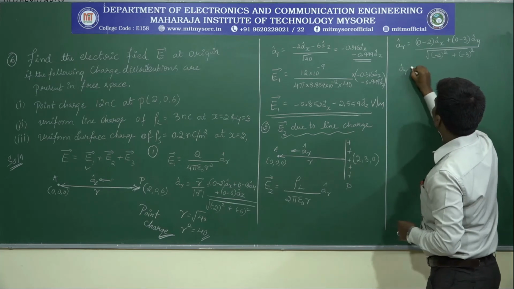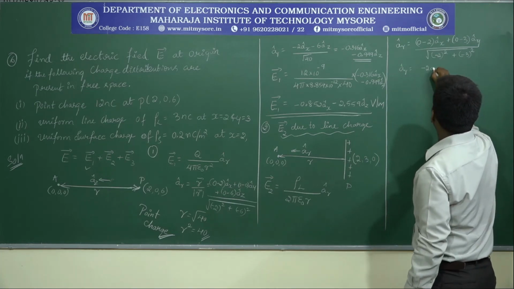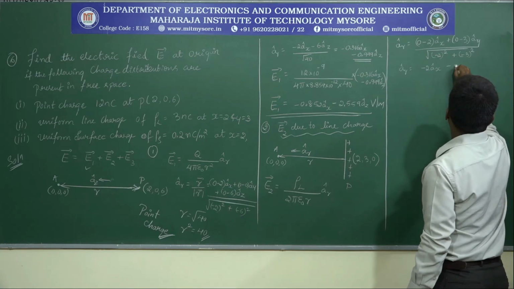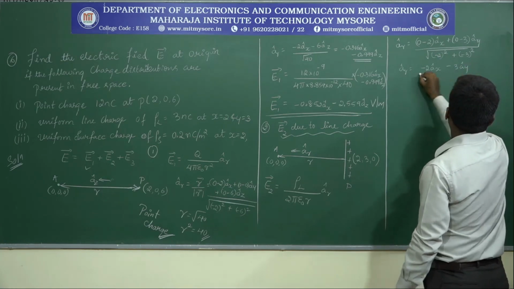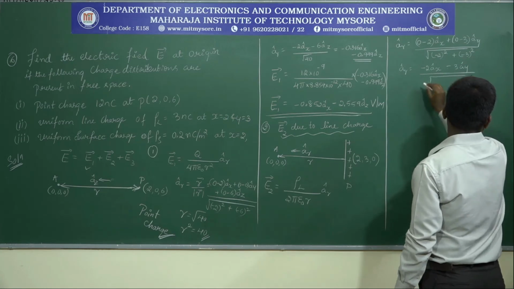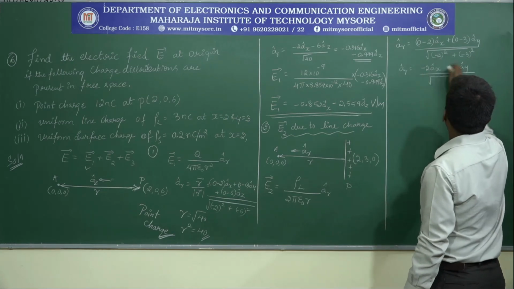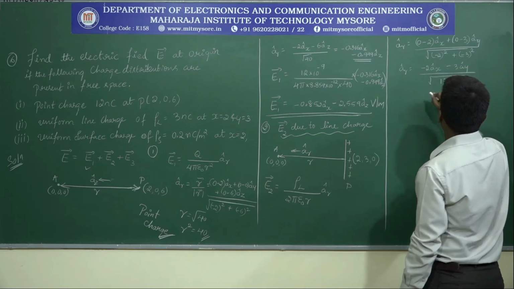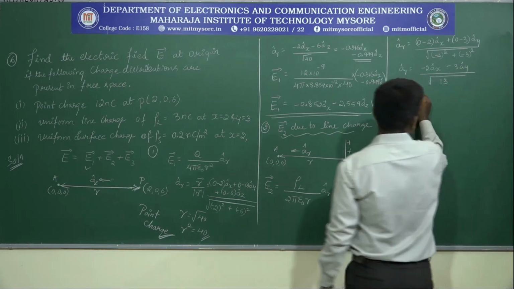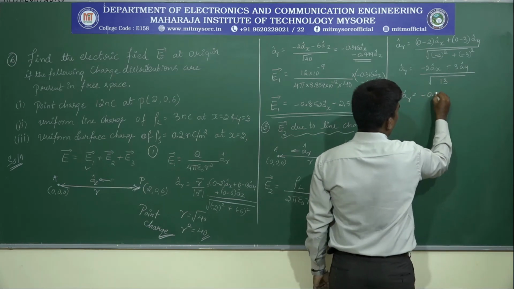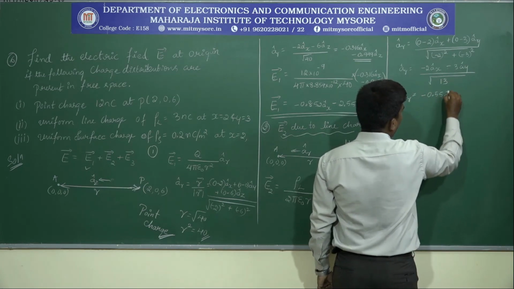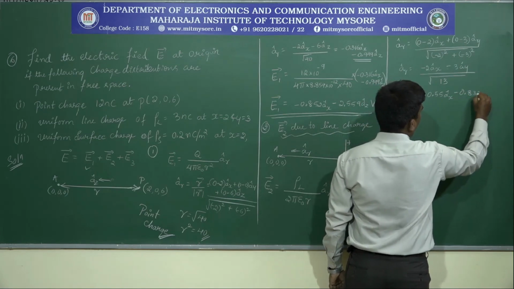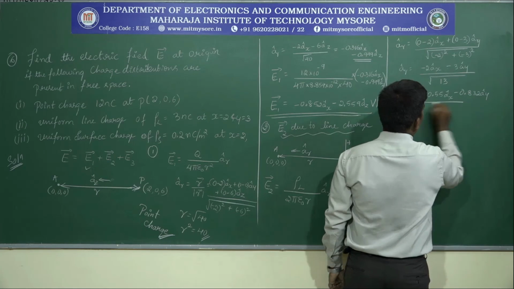What is the value we have got? a cap r is equal to minus 2 a cap x minus 3 a cap y divided by square root of how much? 4 plus 9, 13. Square root of 13. So finally a cap r is equal to minus 0.55 a cap x minus 0.832 a cap y. This much we have got.